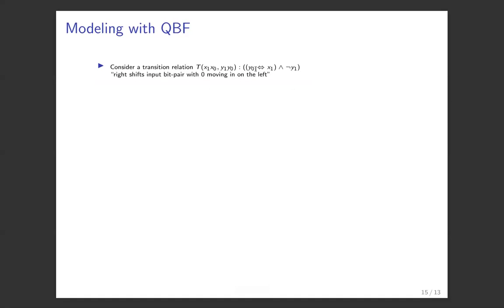Here the transition relation, as you know, relates the current state with the successor state. So x1, x0 is the current state, and y1, y0 is the next state, the bits in the next state. I'm defining y0 to be identical to x1, so that's why I'm saying it is being shifted to the right. And y1, the most significant bit in the next state, is 0. So 0 is always being moved in.